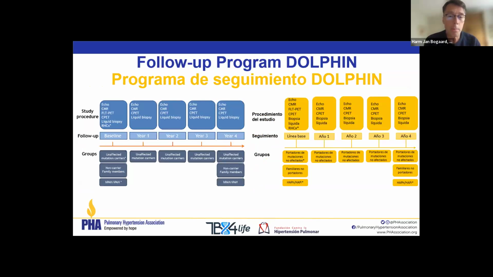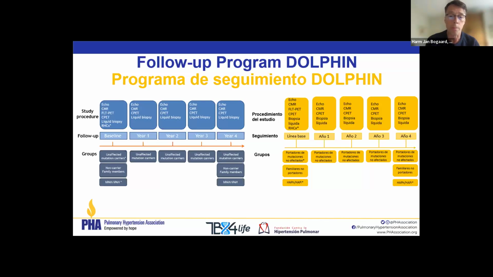Another benefit of having such a program, of looking very closely at healthy mutation carriers, is that it also allows us to look for early signs of pulmonary arterial hypertension in the blood or in different imaging methods that could help to diagnose pulmonary arterial hypertension at a very early stage, not only in patients with hereditary disease, but also in patients with other forms of pulmonary arterial hypertension.